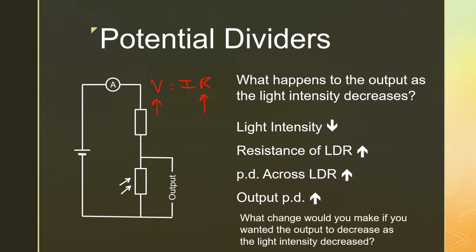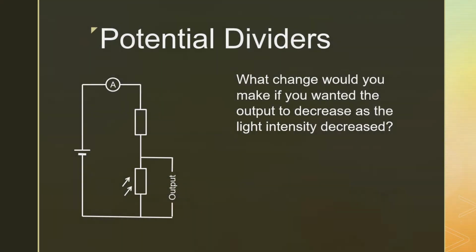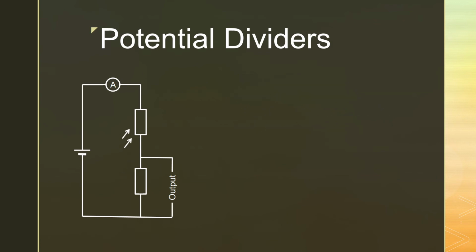So again, what change would you make if you wanted the output to decrease as the light intensity decreased? Here, as the light intensity decreases, we're getting an increase in the output. What about if I wanted it the other way round? It's exactly the same. We're just going to swap these two components around. So I've moved the LDR up to here now, and the resistor down to here.